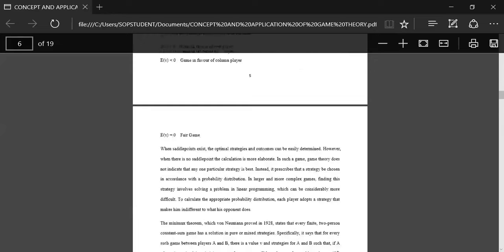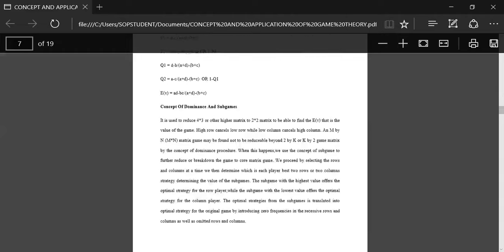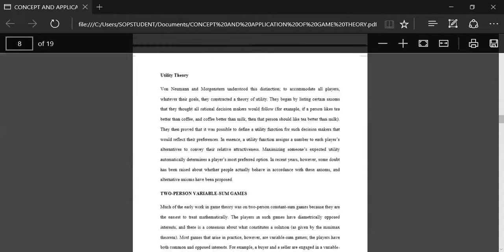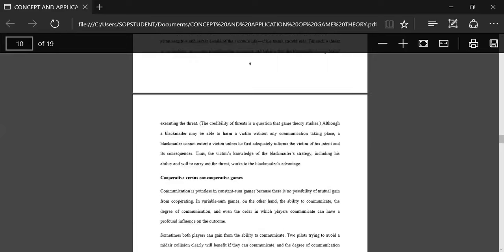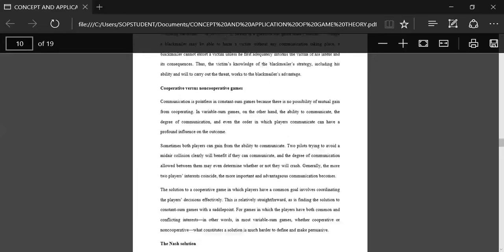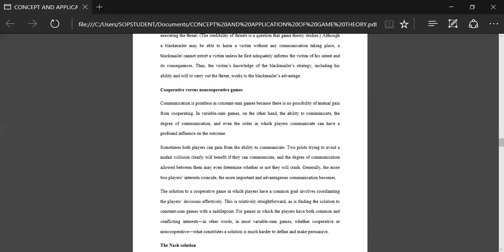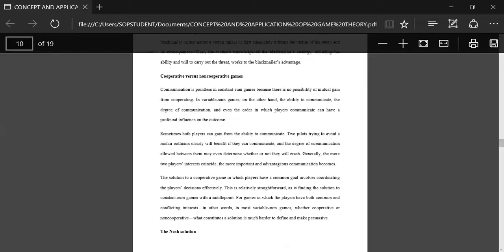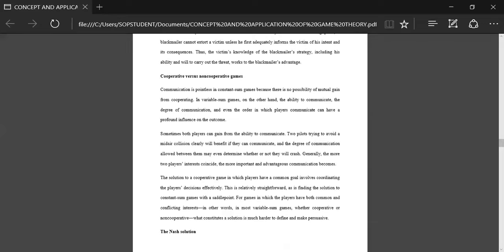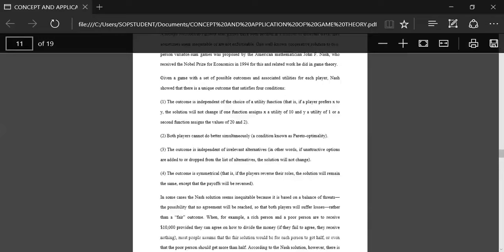There are famous models of game theory. The first model is the prisoner's dilemma. The prisoner's dilemma demonstrates how an individual's self-interest can lead to worse outcomes for all. For example, price wars in business or arms races between nations.